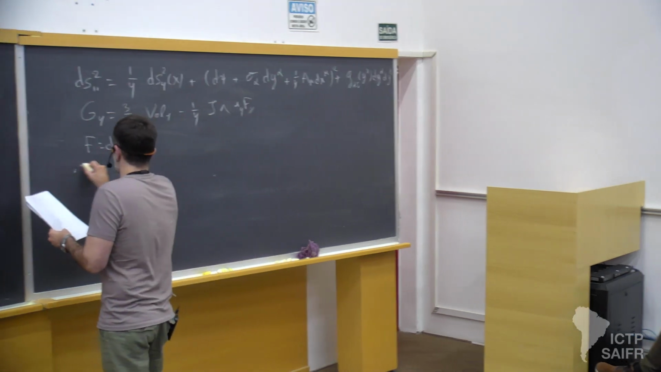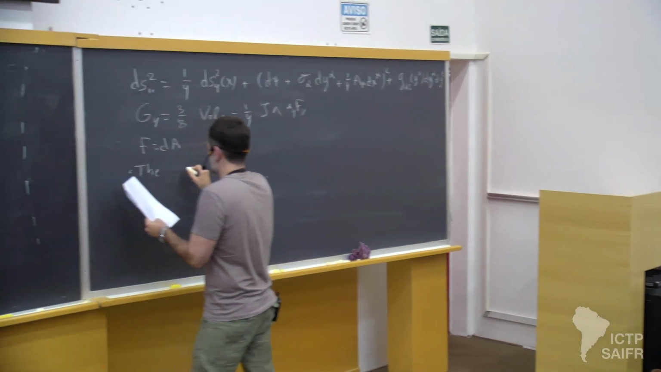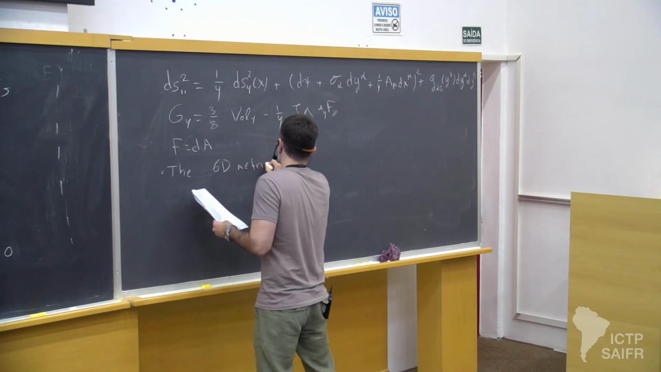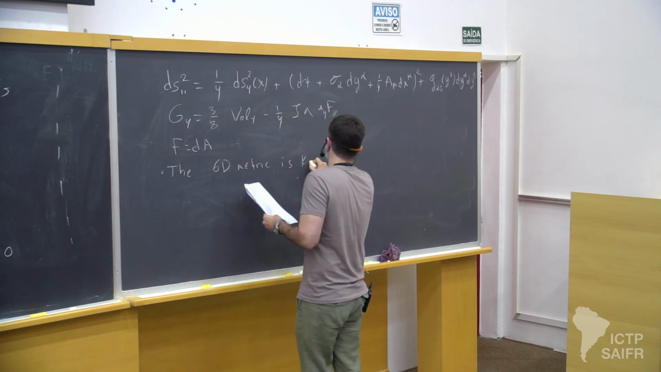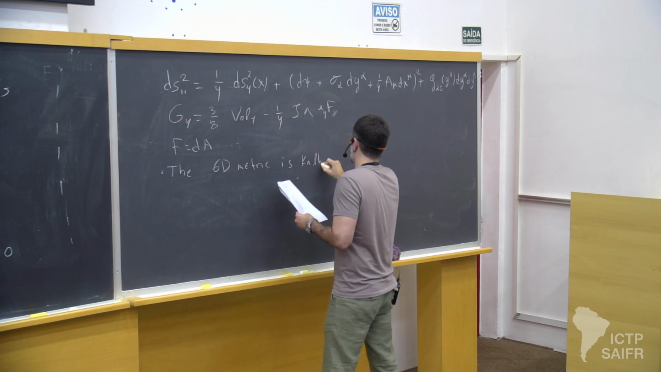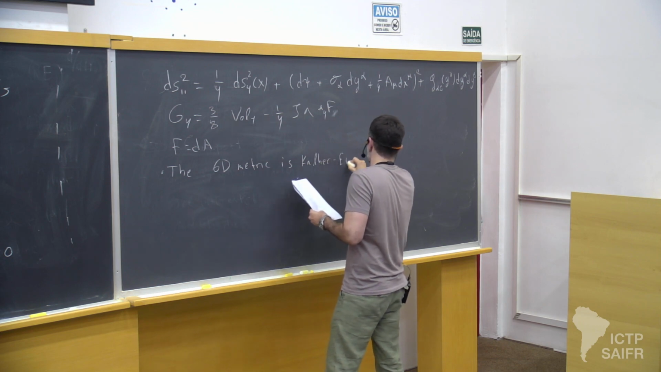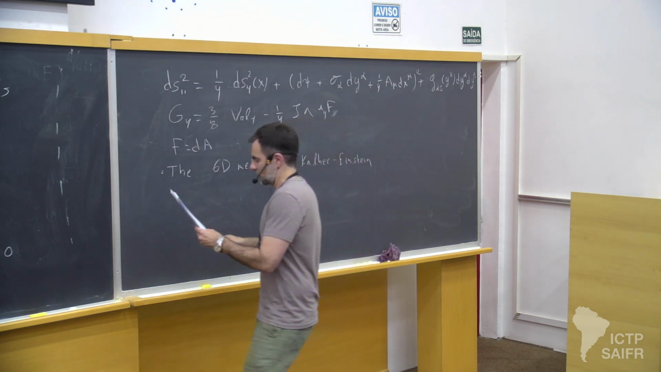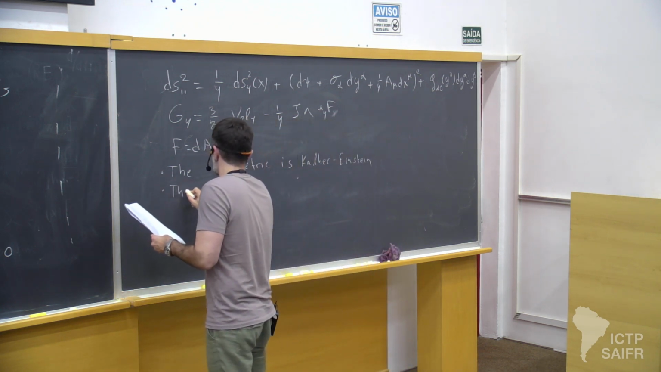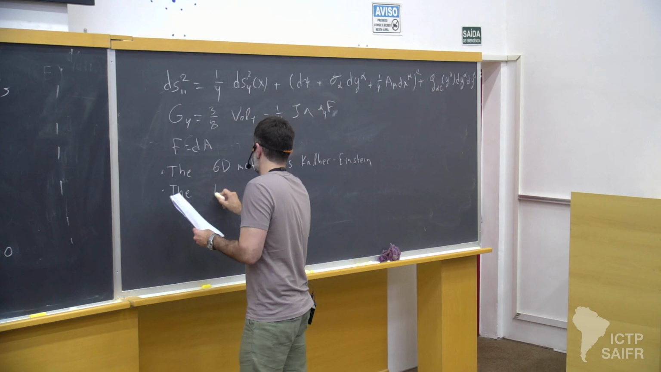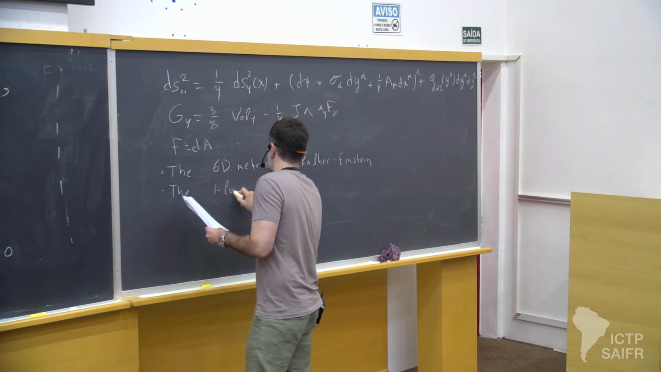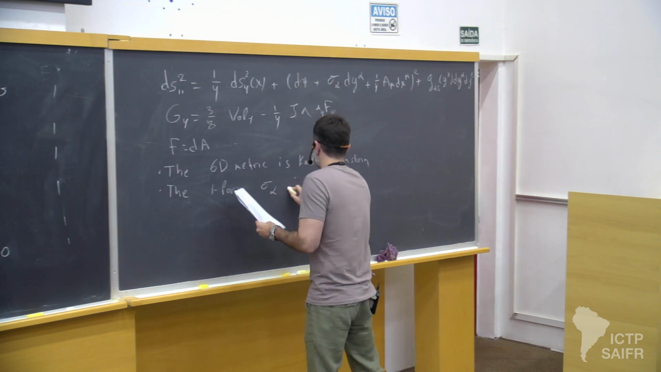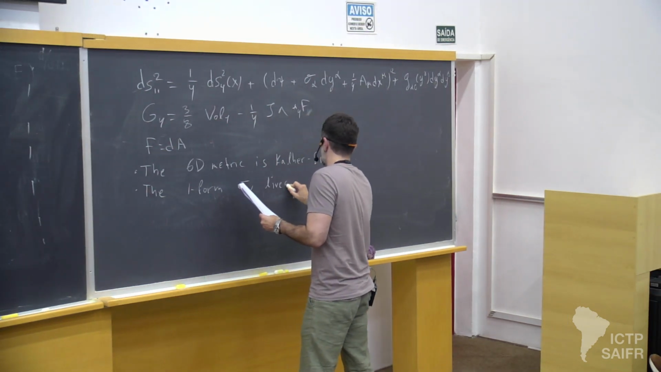Okay, so what are the comments? The 6D metric g_alpha beta is Kahler-Einstein. Don't worry if you don't know what this is. It doesn't matter for what I want to tell you. The 1-form sigma alpha lives in this 6-dimensional space.